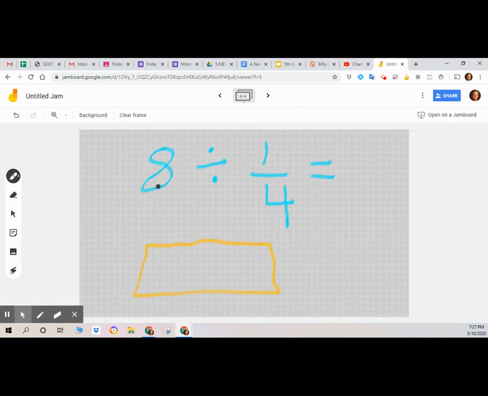And this one I'm going to take 8 and break it up into 1/4 size pieces. So let's break it up into fourths. So that'd be 1, 2, 3, 4 pieces. And we have 8 groups of that 4. So it'd be 8 times 4 is 32 again.